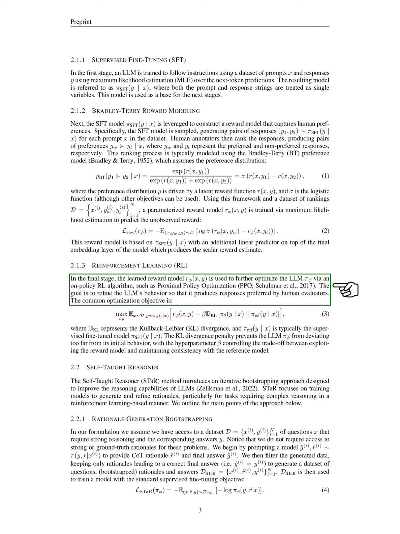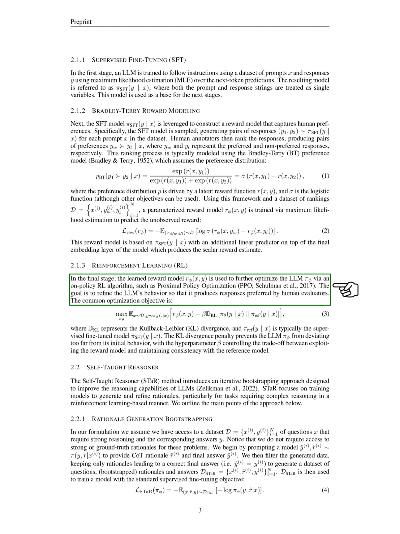We then introduce the self-taught reasoner (STAR) method, which employs an iterative bootstrapping strategy to enhance the reasoning abilities of LLMs. STAR emphasizes training models to create and refine rationales, especially for complex reasoning tasks. For rationale generation bootstrapping, we assume access to a dataset of questions requiring strong reasoning and their corresponding answers. We prompt the model to generate both a rationale and an answer, filtering the results to keep only those rationales that lead to correct answers.